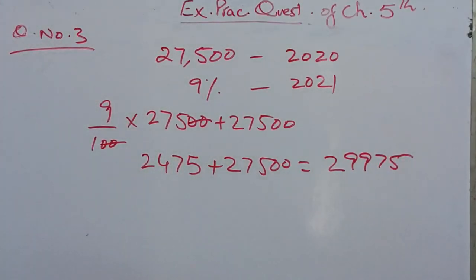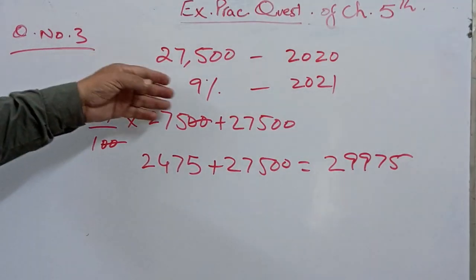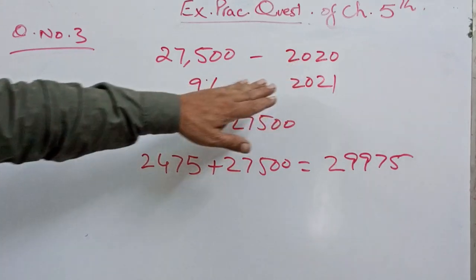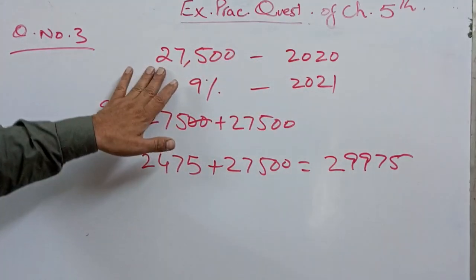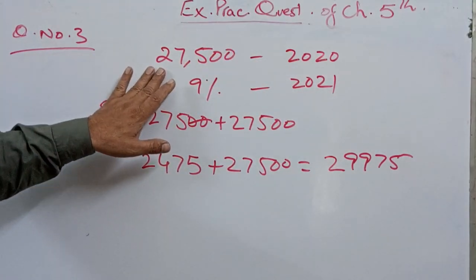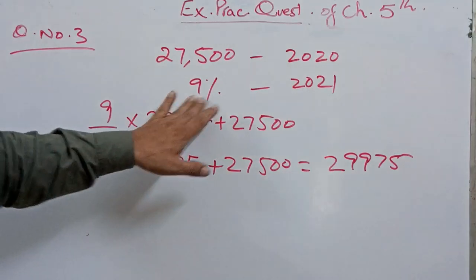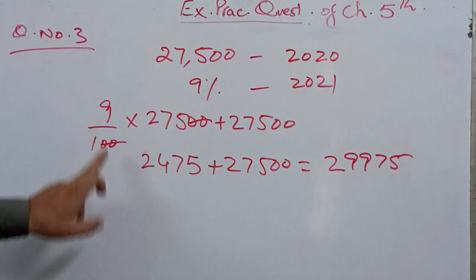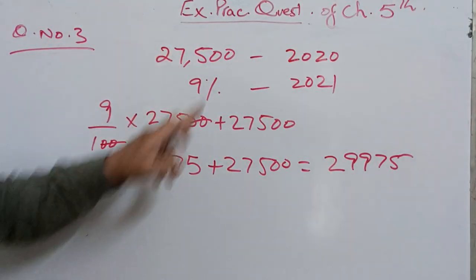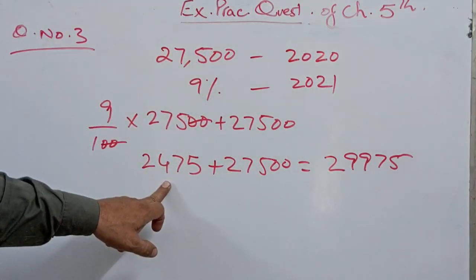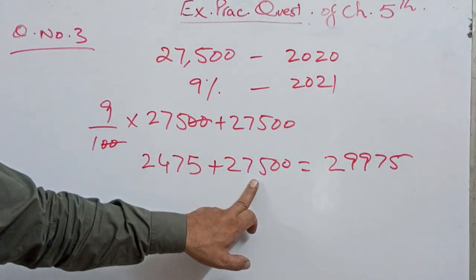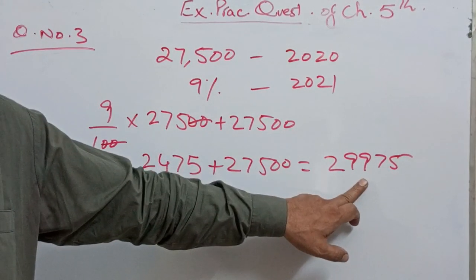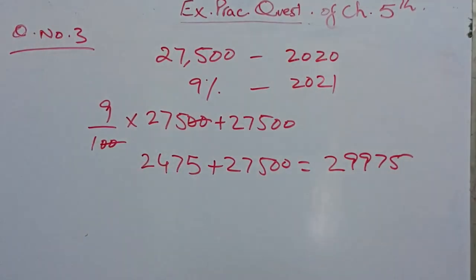So you see that the 9% increase in the salmonella cases in 1 year, maybe in 2020, that was 27,500. There was an increase reported in 2021, that was 9%. So 9% of this number is 2,475, and the original number was this, and the answer for the next year was 29,975.